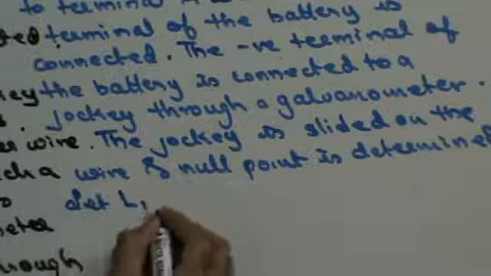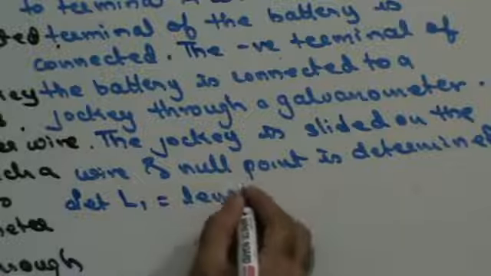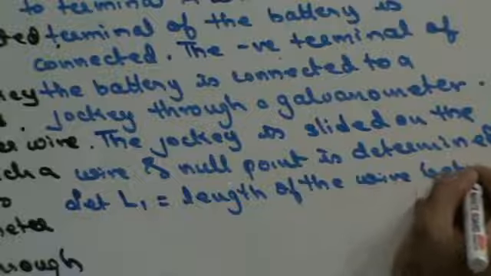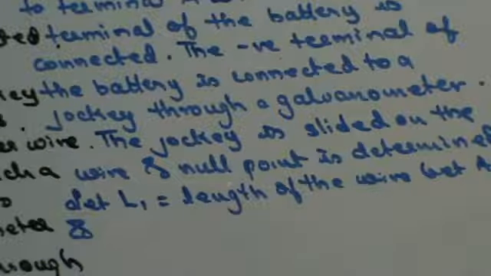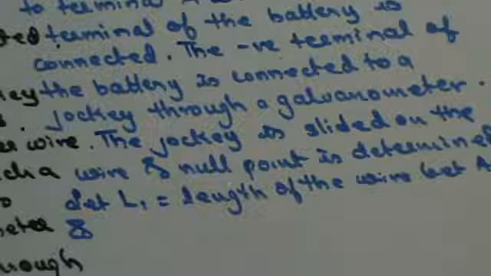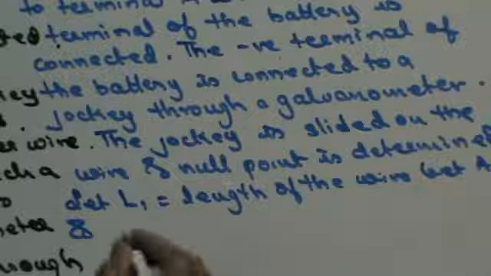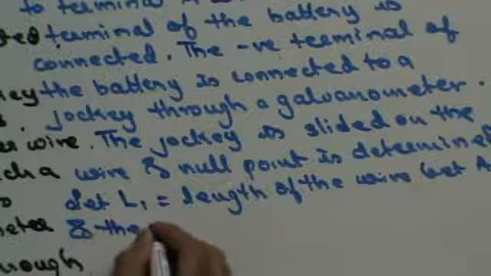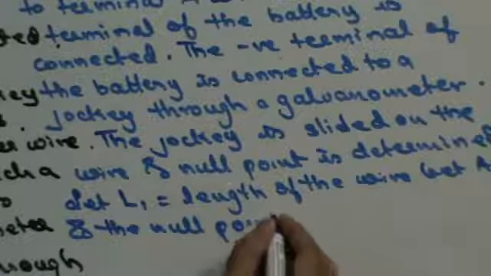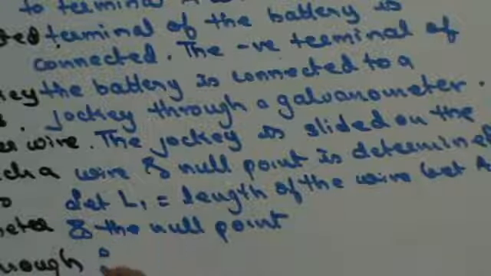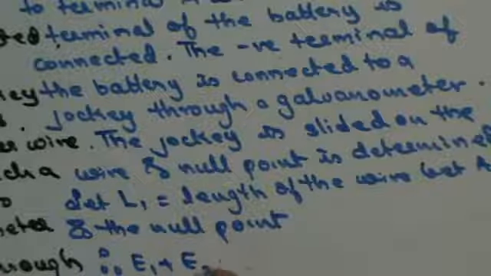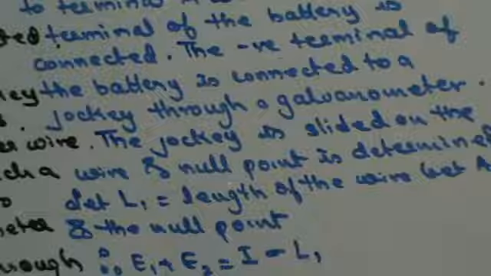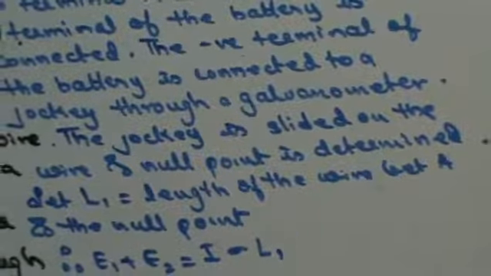Let us assume that L1 is the length of the potentiometer wire between A and the null point. So in which case I could therefore say that E1 plus E2 is I times sigma L1, right? So this is when they were assisting each other.